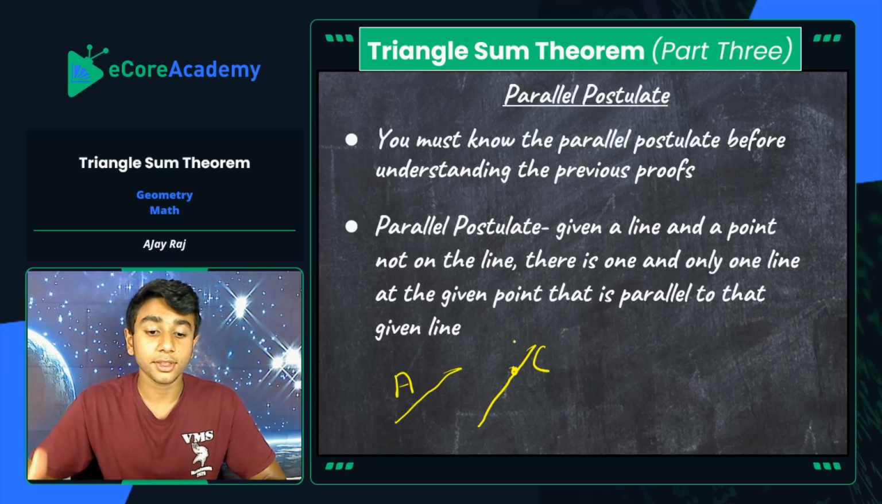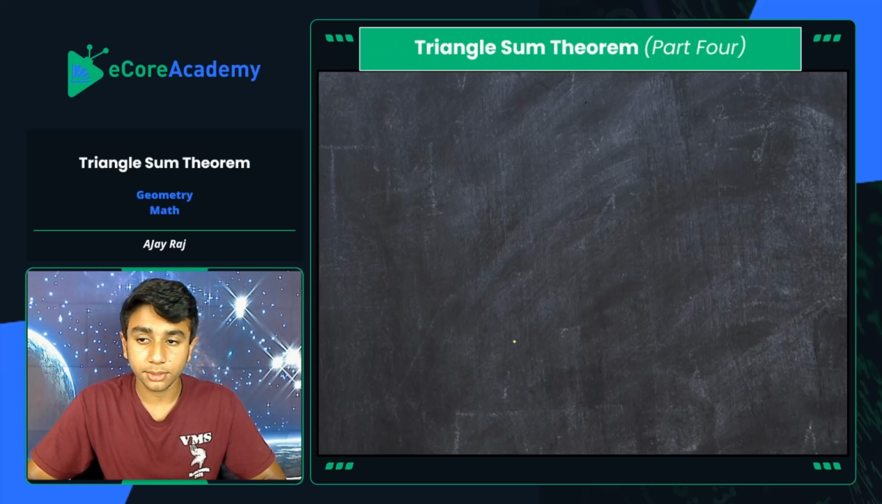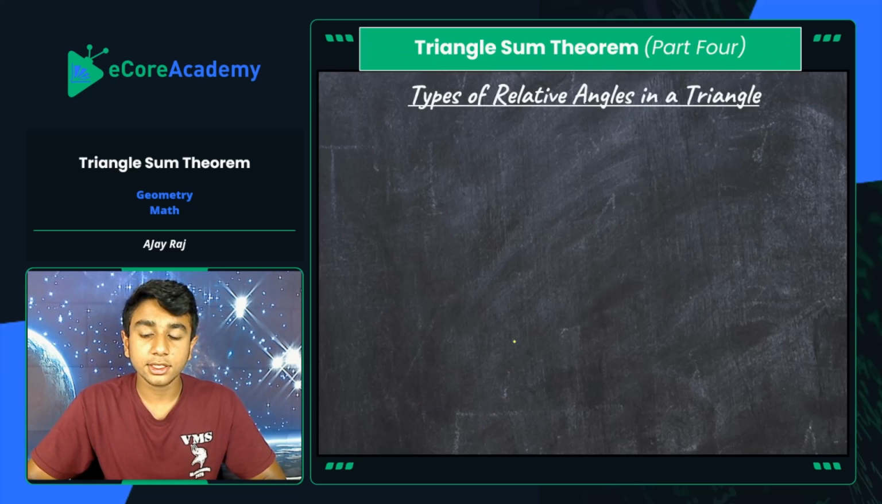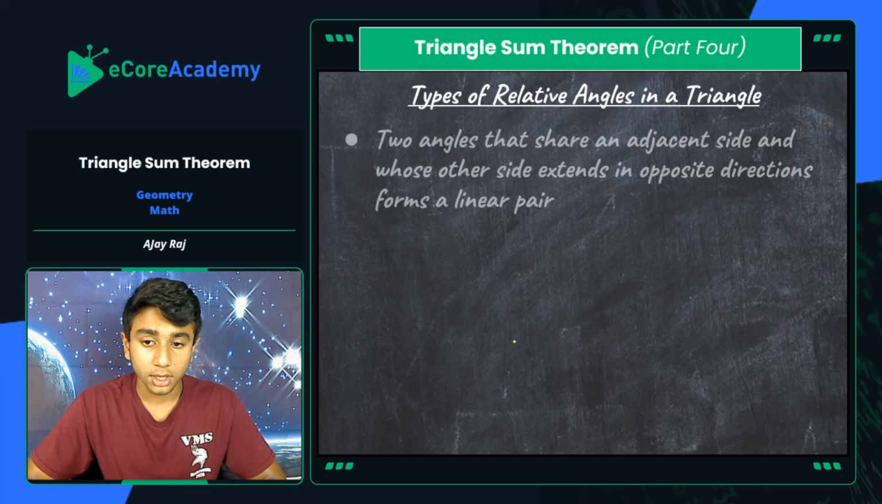So I'd recommend that you write this down, not just memorizing it. So let's look at the triangle sum theorem part 4. We're going to be looking at the types of relative angles under triangles. So we're going to be looking at angle relationships now. Two angles that share an adjacent side and whose other side extends in opposite directions form a linear pair.